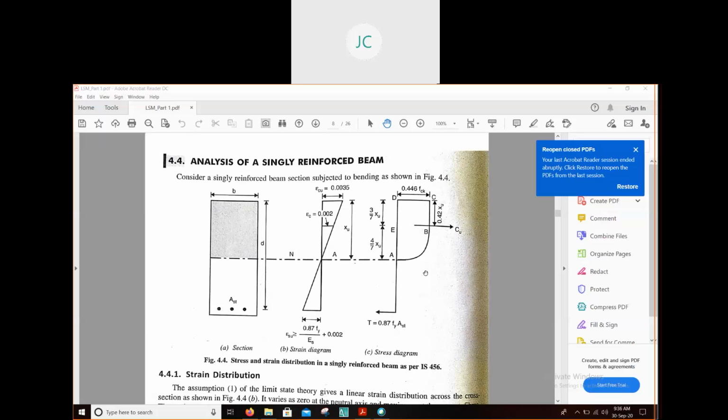This is the section of a singly reinforced beam. This is the strain diagram. This is the stress diagram. So our stress diagram will be this one. Why is it this one? Can anyone tell me why this is parabolic and this is straight? Can you tell me from where you have got this? Can anyone tell me why this graph is like this? This portion is parabolic. This portion is straight.